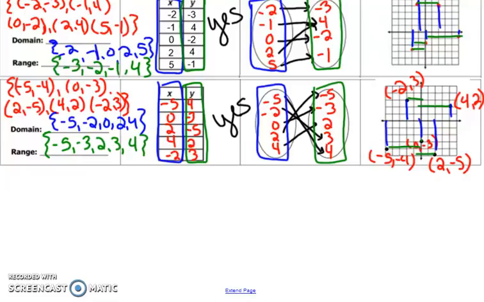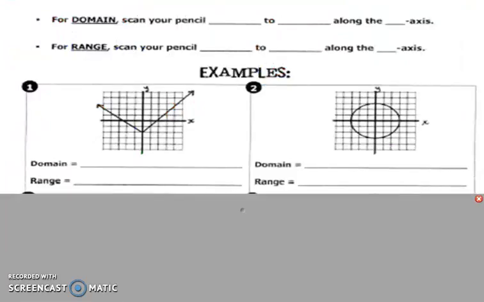And you can pull domain and range from any of these different types. That's why I specifically gave you one of each so that you can see the ways it is done. Now, if we flip over to the back, we want to talk about if we're given a continuous graph. For domain, again, domain is your x-axis. So we want to scan our pencil from left to right along that x-axis. For range, you want to scan your pencil from bottom to top along the y-axis.